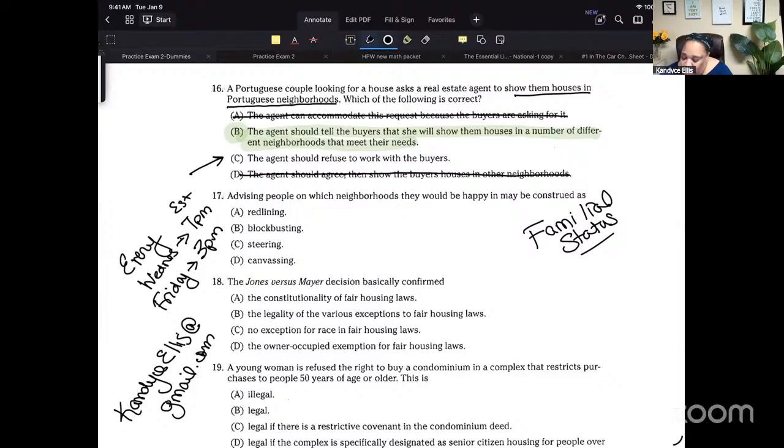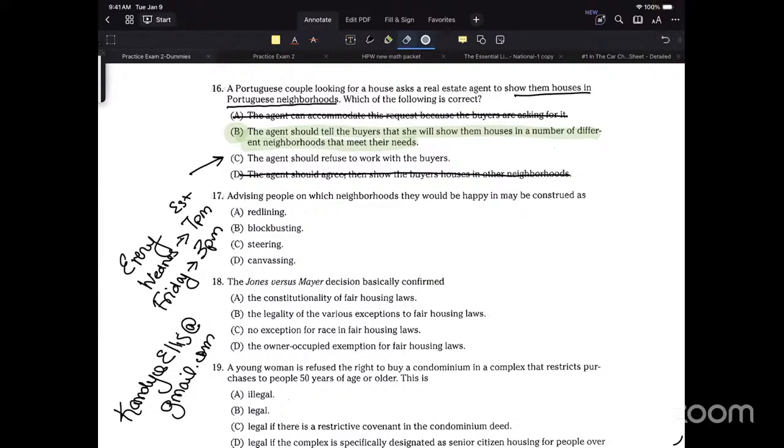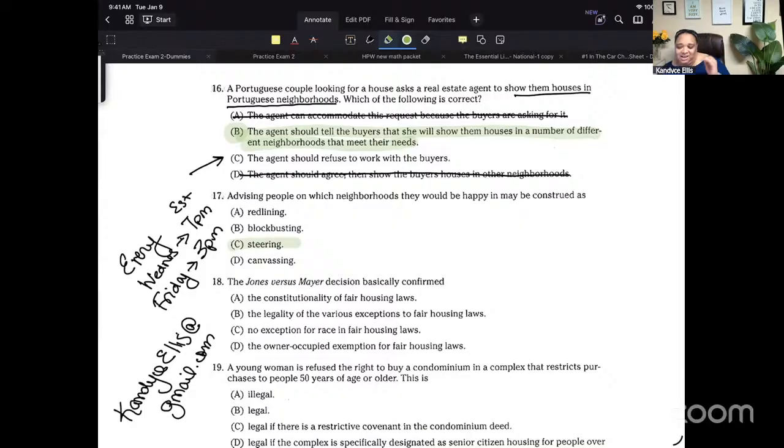Advising people on which neighborhoods they would be happy in may be construed as, well, it's not familial status. Let's just write it. Advising people on which neighborhoods they would be happy in may be construed as redlining, blockbusting, steering, or canvassing. Steering. There you go, steering. There's my confident Caroline. It is steering. And I see you, Muriel. Yes, I see you with that answer.